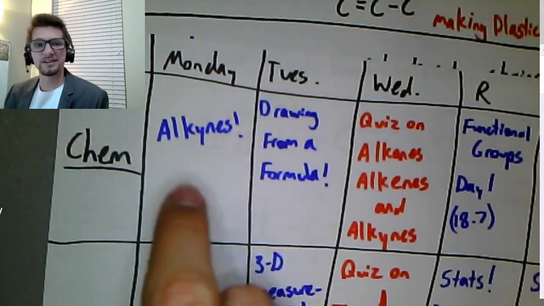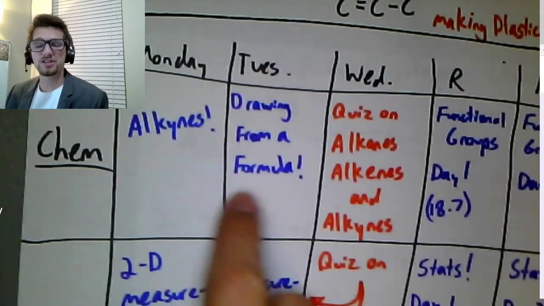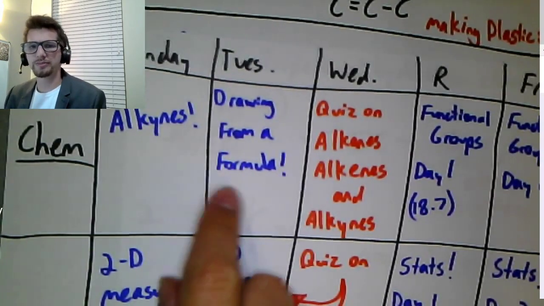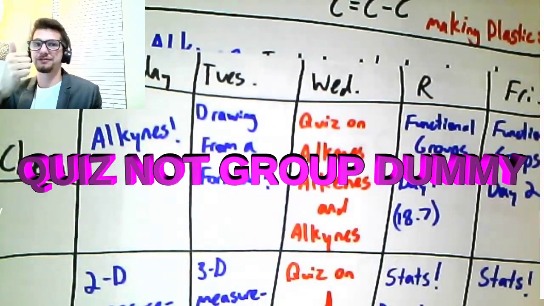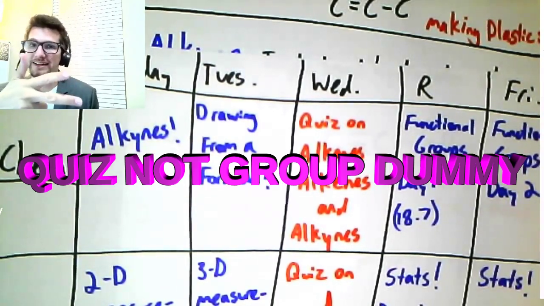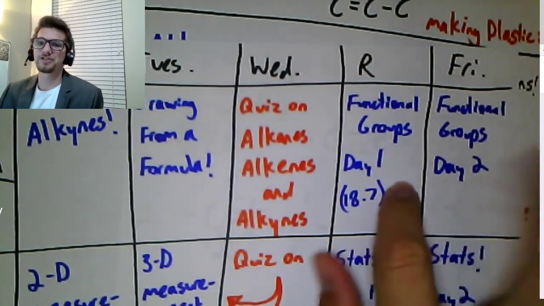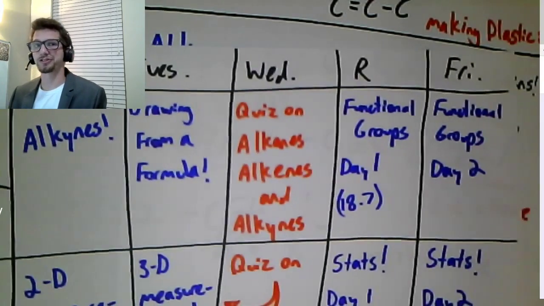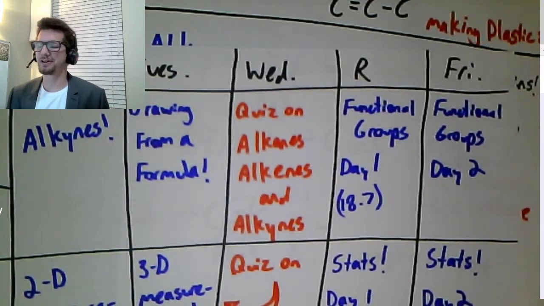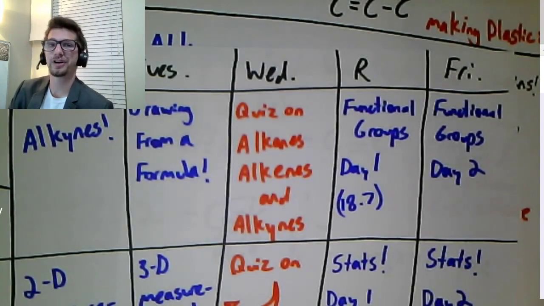Here's what we're doing this week. First, today we're doing alkynes. Tomorrow we're going to talk about drawing things from a formula. Wednesday we'll have a group activity on the difference between alkanes, alkenes, and alkynes. And then Thursday and Friday we're going to start talking about functional groups, which is continuing this theme of organic chemistry.